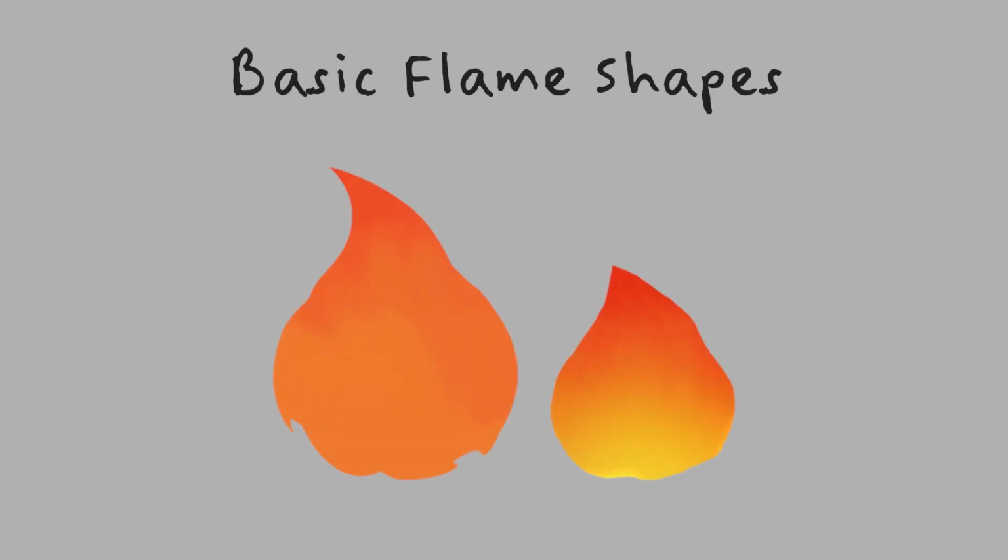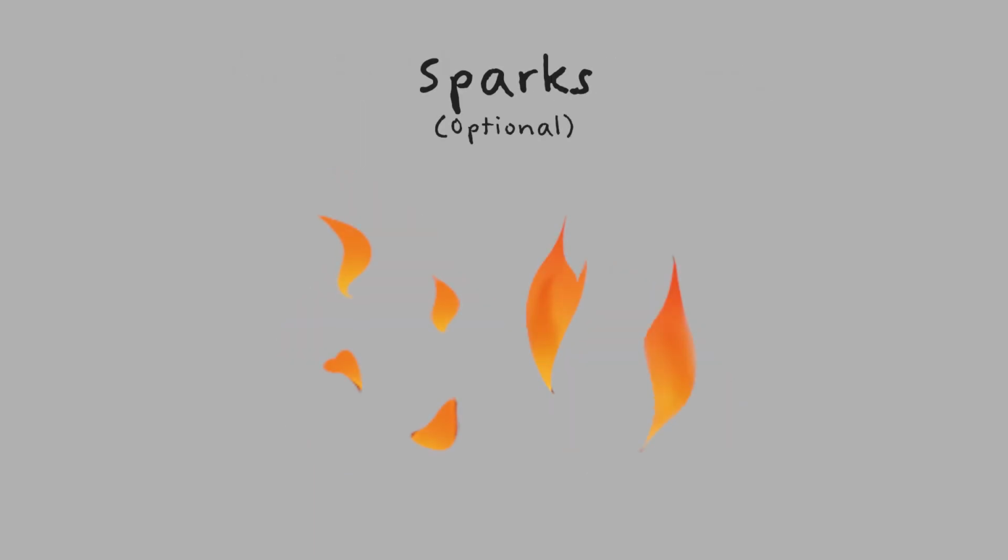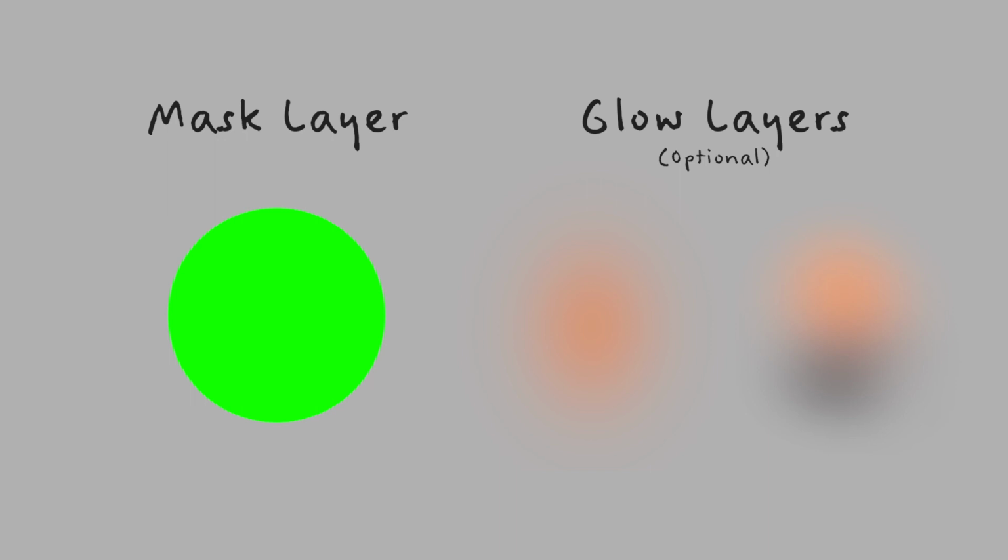For the flames, I'm using orange and yellow teardrop shapes with a slight gradient, but you can use whatever shapes and colors you like. For the additional bits, which I'm calling sparks, I'm using a half dozen roughly flame-looking shapes in the same colors as the basic flames. The mask and glow layers shown here are circles, but these will be deformed so much in Live2D that the initial shape really doesn't matter.